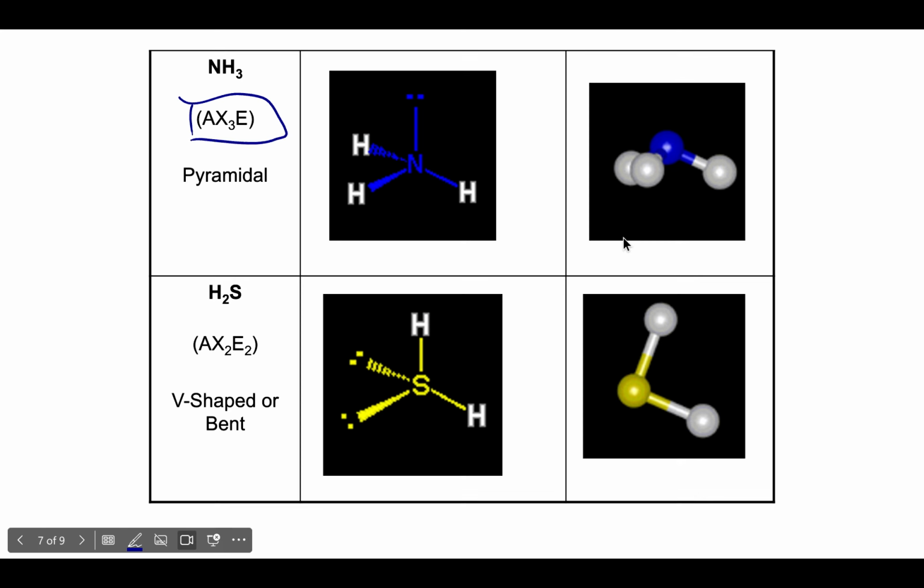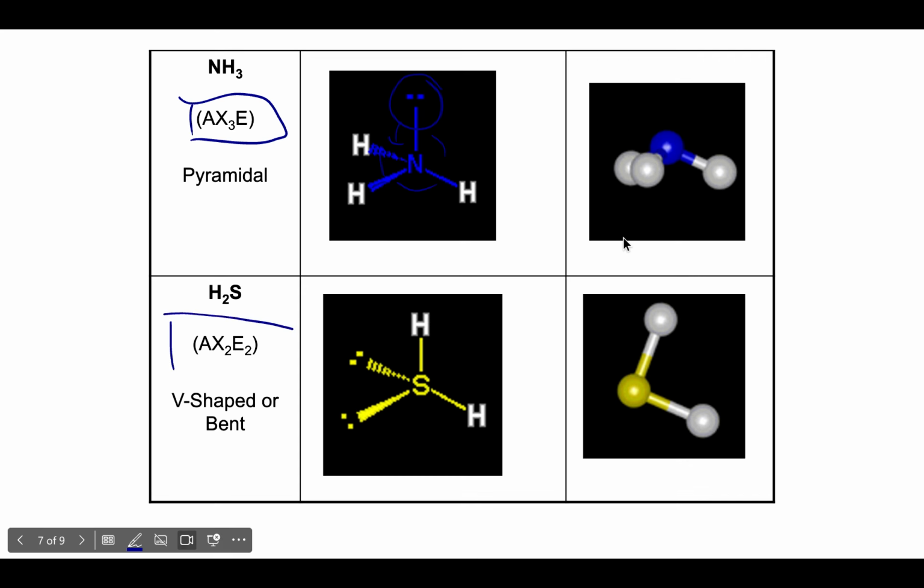Our second last one is AX3E, which gives you trigonal pyramidal. When you show this, you do show lone pairs on your central atom because it does affect the shape, and it will push the other bonds down. So these bonds are a little bit closer together because of that. And then we still need to show that 3D shape using in the page, out of the page.